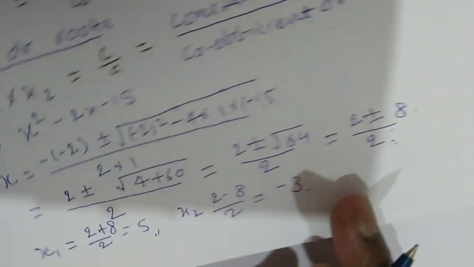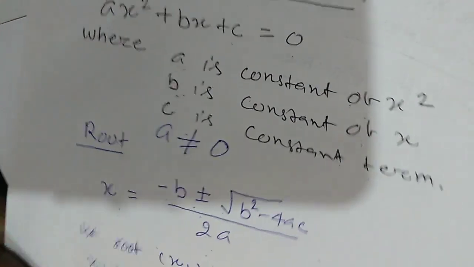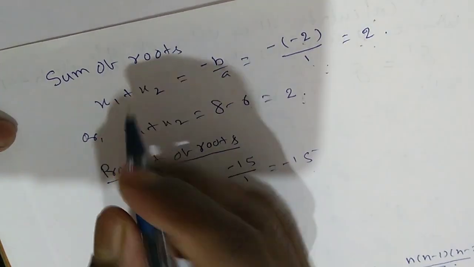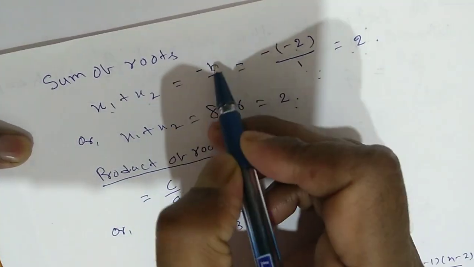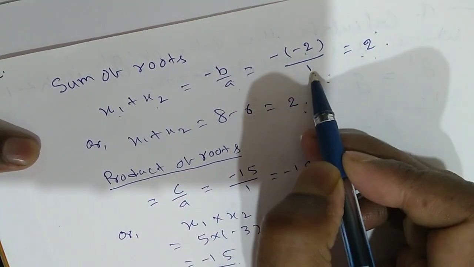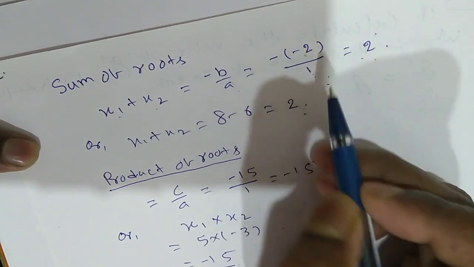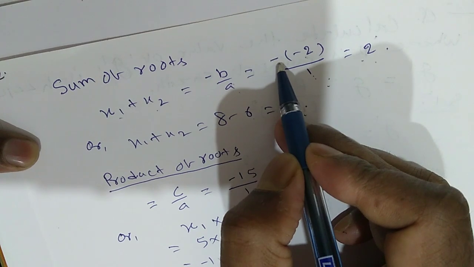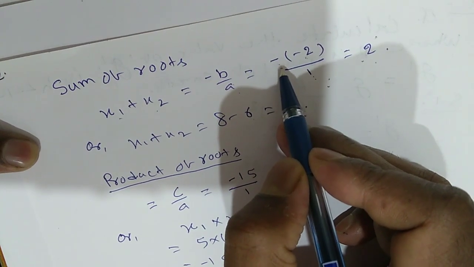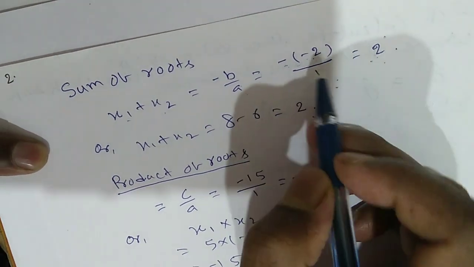Now next we prove these formulas. It means the sum and product of roots. The next one is the sum of roots. I write here x1 plus x2. First we take it like this, and then we put here minus of minus 2. Here the value of b is minus 2 from the equation, and minus 1 is the symbolic representation of minus b upon a. So I write here minus of minus 2 upon 1, that is equal to 2.